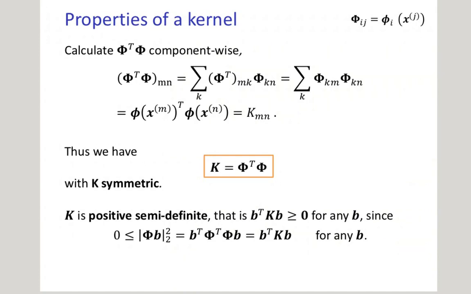By calculating the matrix product of the design or basis matrix phi with itself, we immediately see that the kernel matrix is the result of phi transpose phi. Consequently, K is symmetric. The product of the design matrix times any vector b is, by definition, a vector, and thus has a length equal to or larger than 0. We can rewrite this using the kernel matrix, and thus it follows that K is positive semi-definite.